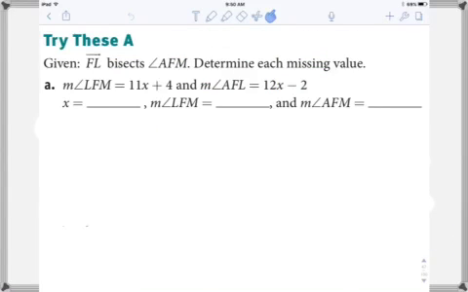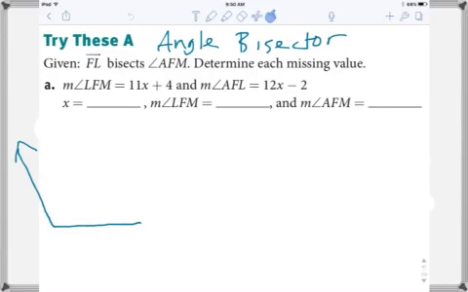So we're also going to look at an angle bisector problem. Now, an angle bisector is exactly like it sounds. We have an angle, and to bisect it is to cut it in half. So we're going to start here with angle AFM. When it says ray FL bisects, this time I'm actually going to try to put it in the middle.